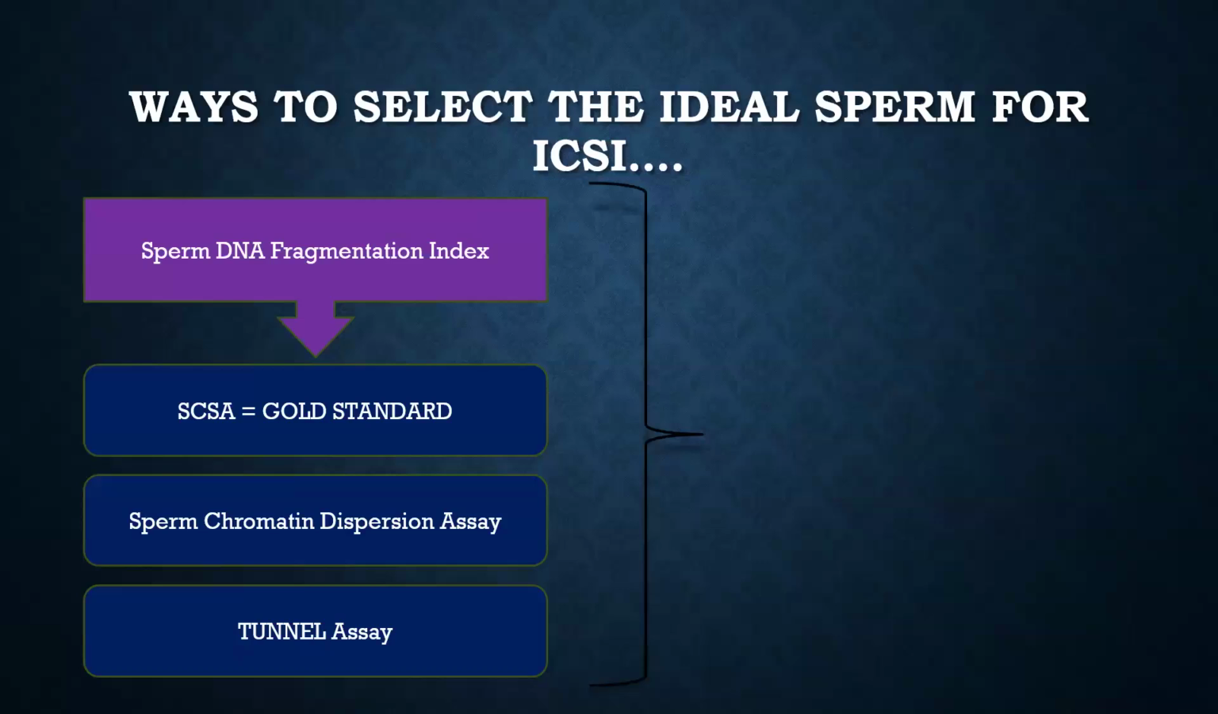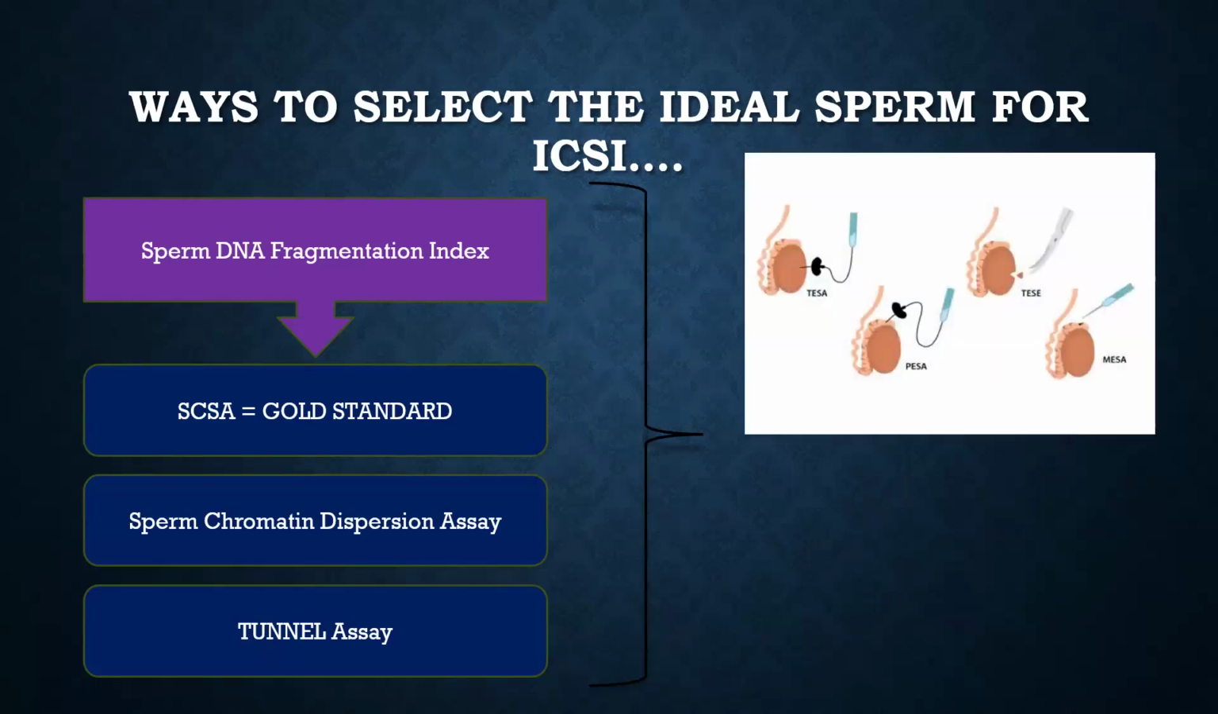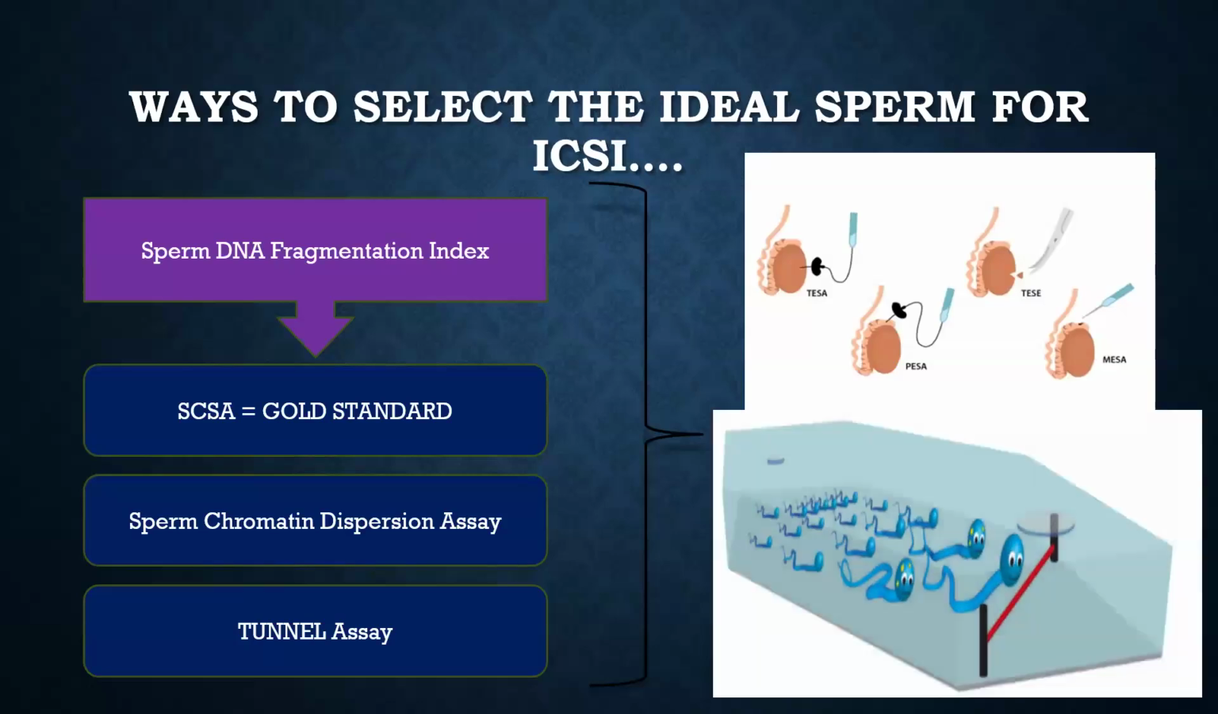So there are various ways to select the ideal sperm by checking their DNA fragmentation index, out of which SCSA, sperm chromatin structure assay, is the gold standard, followed by TUNEL assay and sperm chromatin dispersion assay. Also, in patients who have high DFI, testicular sperms have been noted to give us a lower DFI and a better quality sperm. And testicular sperms can only be used in ICSI and not in IVF.